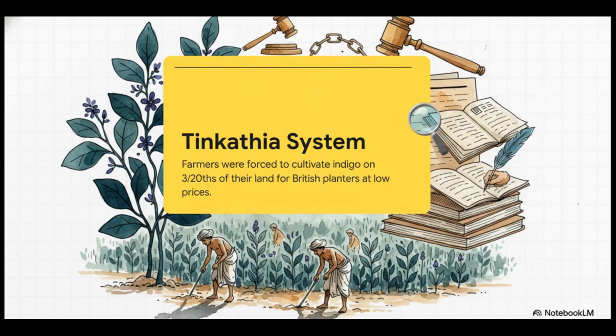So in Champaran, the whole fight was about this thing called the tinkathia system. Just try to imagine this. You're a farmer, and the law forces you to grow a crop you can't even eat, indigo, on a big chunk of your own land. And then you have to sell it at a ridiculously low, fixed price to European planters. It was exploitation, plain and simple, written into law. And Gandhi didn't just protest. He interviewed 8,000 farmers, building an ironclad case that eventually got the whole system thrown out.